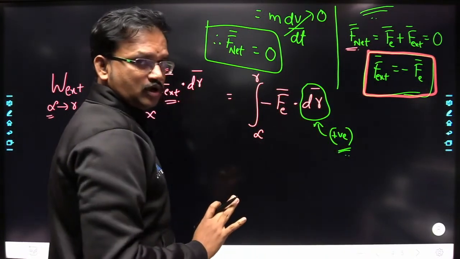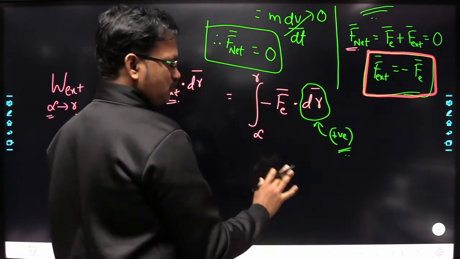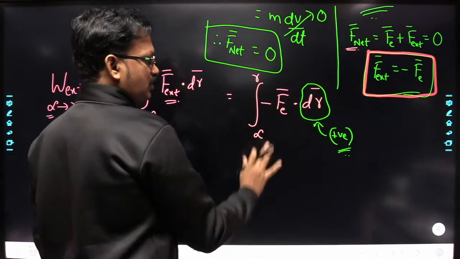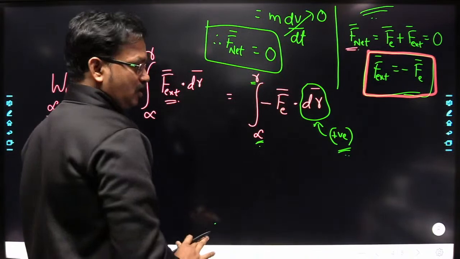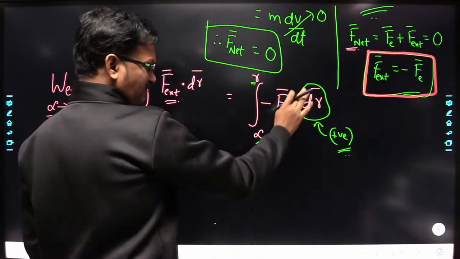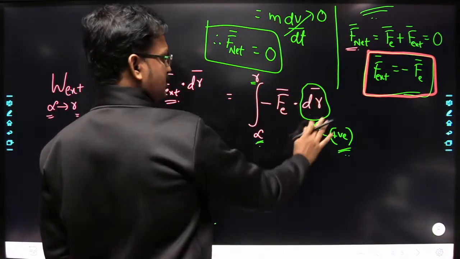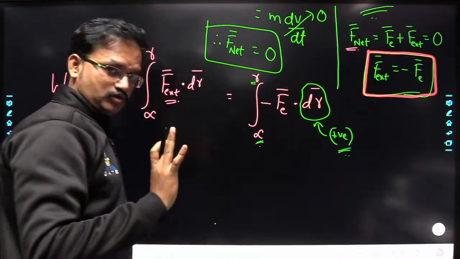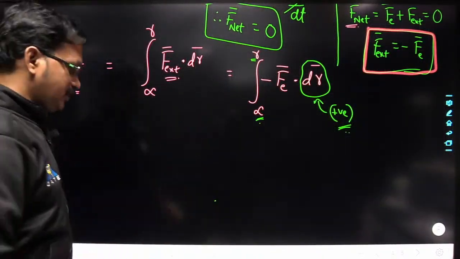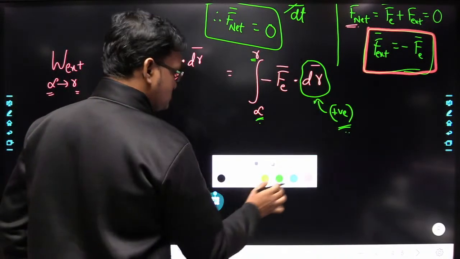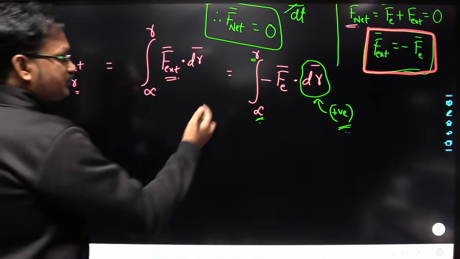So dr bar or dl bar, whatever it may be, you always have to consider it as positive. Why? Because the direction of dr bar will be taken care of by these limits. So always consider dr bar as positive only. I am specifying this every time, and I have already explained all these things while dealing with circulation. Yes or no? Next, see here.